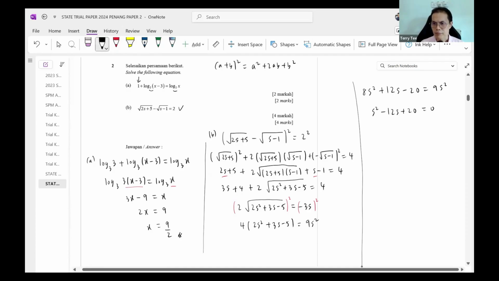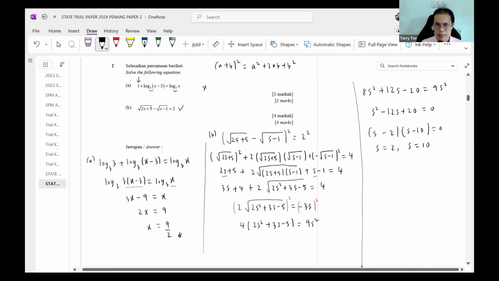What are the factors of 20? We can use 2 and 10. In order to get negative 12, both must be negative. Your s is 2 or 10. Okay, now you take these two values. By right, we should sub inside to double check, because sometimes I have to tell you this, we cannot accept all the answers, because in the process of squaring both sides of an equation, we sometimes may create additional answers.